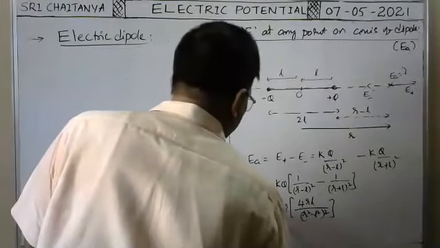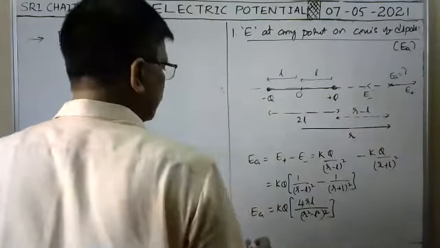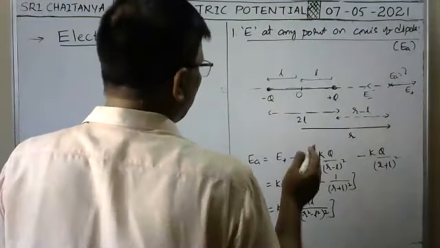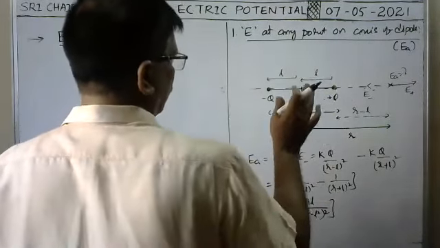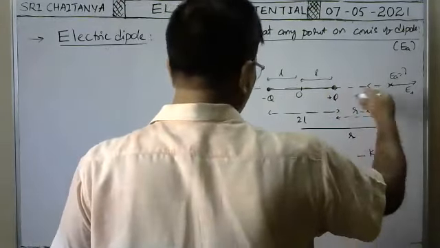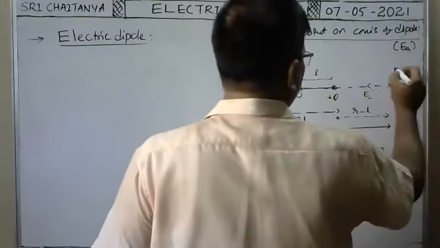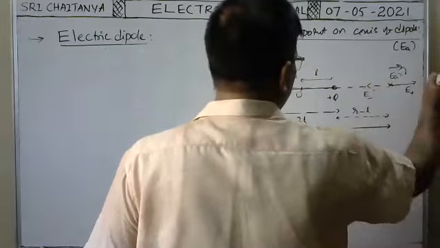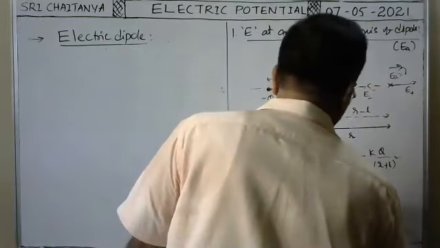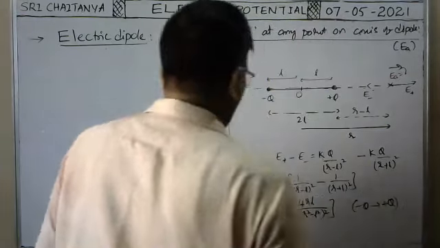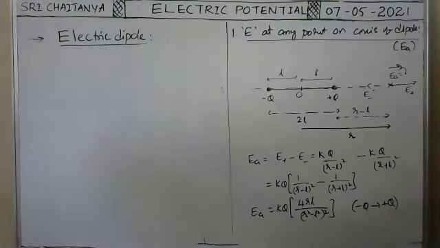So this is the exact formula for the intensity of electric field at any point on the axis of the dipole. What is the direction of this intensity of electric field on the axis? Net intensity is in this direction, because E plus is greater than E minus. That's why the direction is from minus Q to plus Q. It is the exact formula.